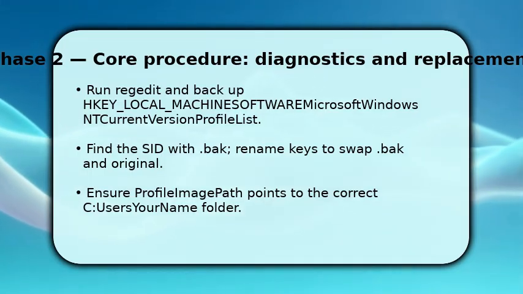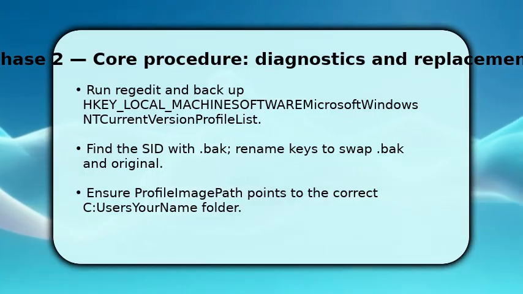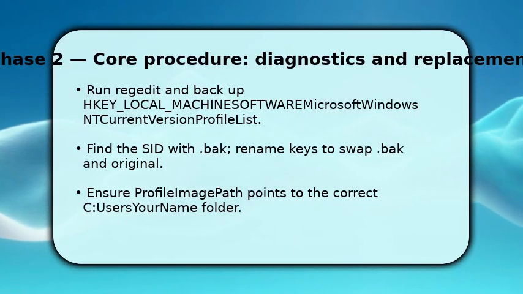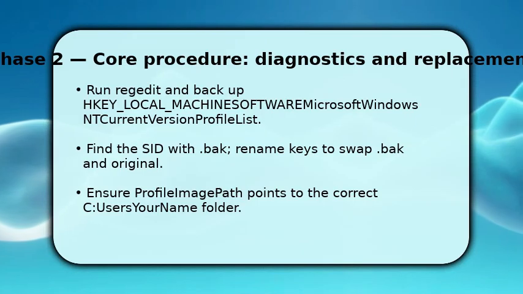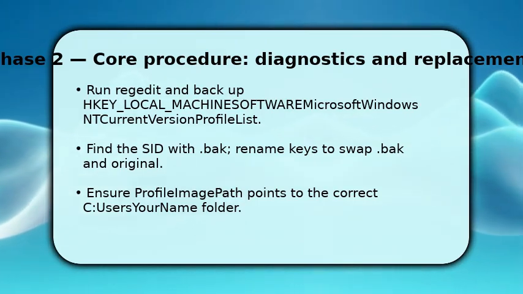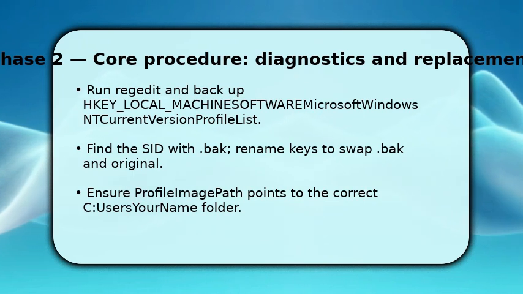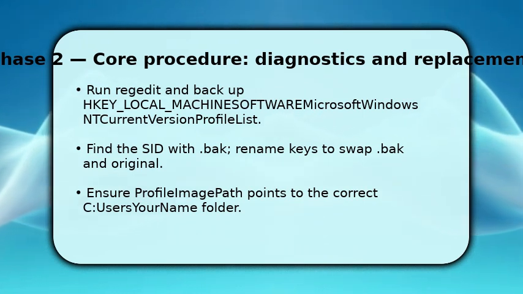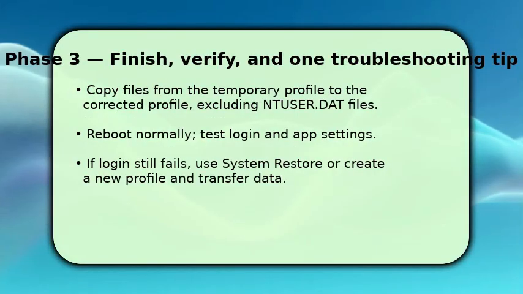Identify the SID with .bak in the matching non-.bak SID, rename the non-.bak to add .temp, remove .bak from the good SID, then rename .temp to .bak if needed. Finally, check ProfileImagePath points to the correct C:\Users\yourname, and set State and RefCount to 0. Once registry changes are set, you must restore user files because the temp profile may hold your data.